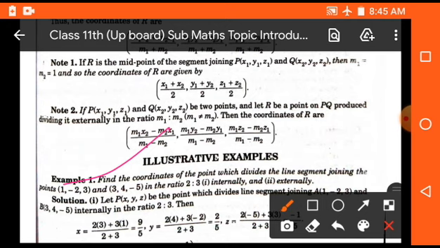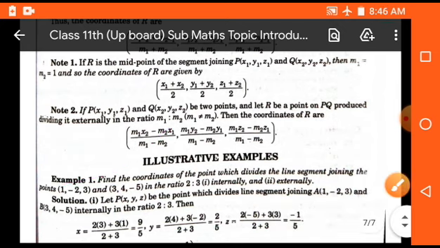So students, try this question and solve it carefully, and this is a most important formula according to your syllabus. So students, in this session we discussed three things: the distance formula, the section formula, and the coordinates of the 3D axes.